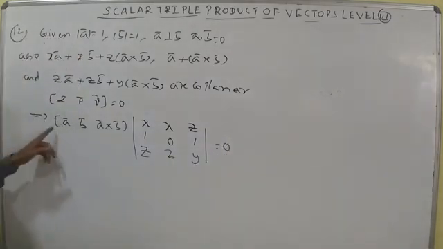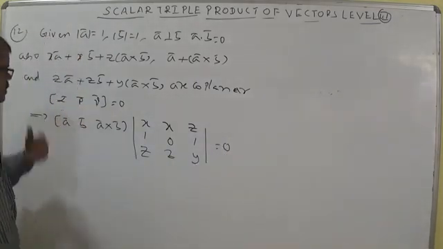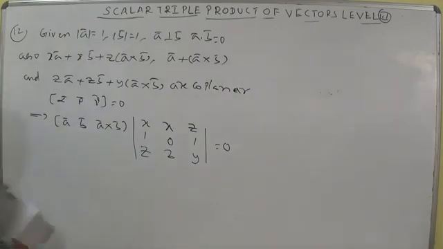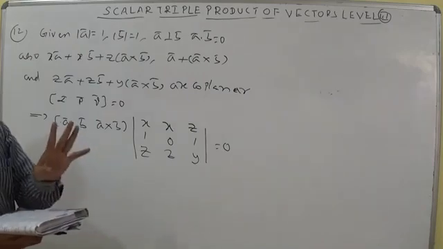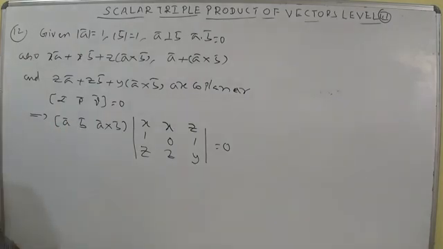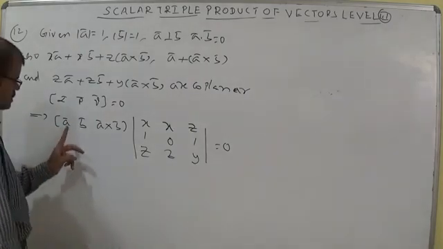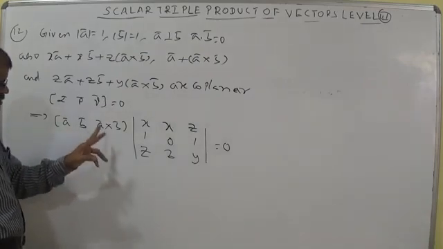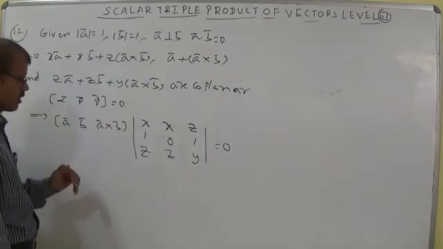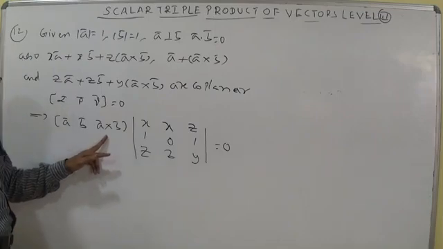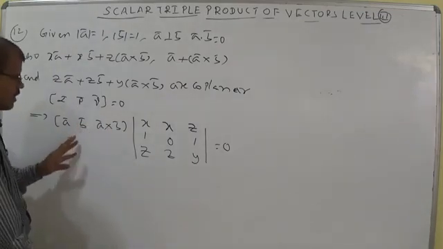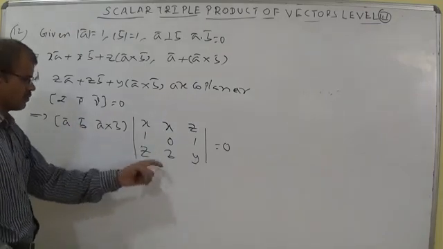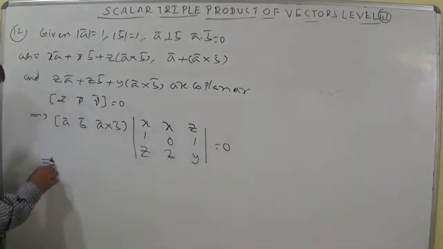Here the condition is that A and B are two mutually perpendicular unit vectors. A cross B is a vector perpendicular to both A and B, so box A, B, A cross B we can take as 1. So no problem, leave it. We should calculate about this determinant only.